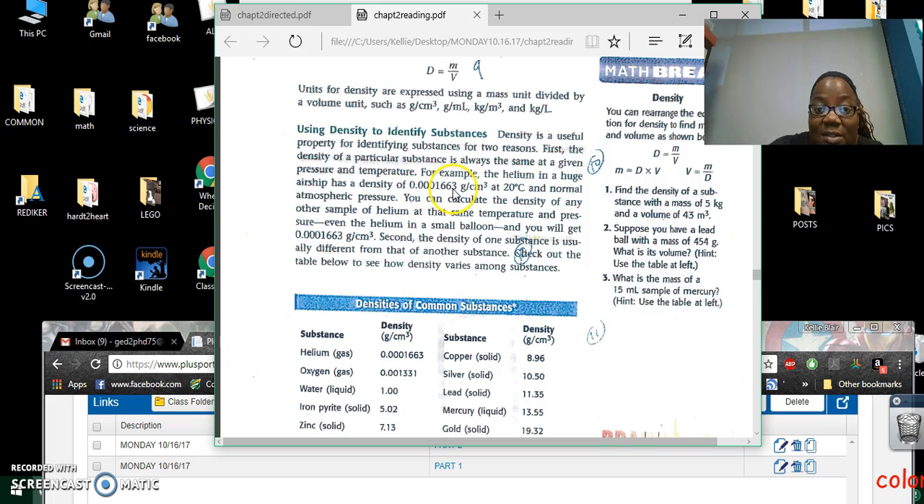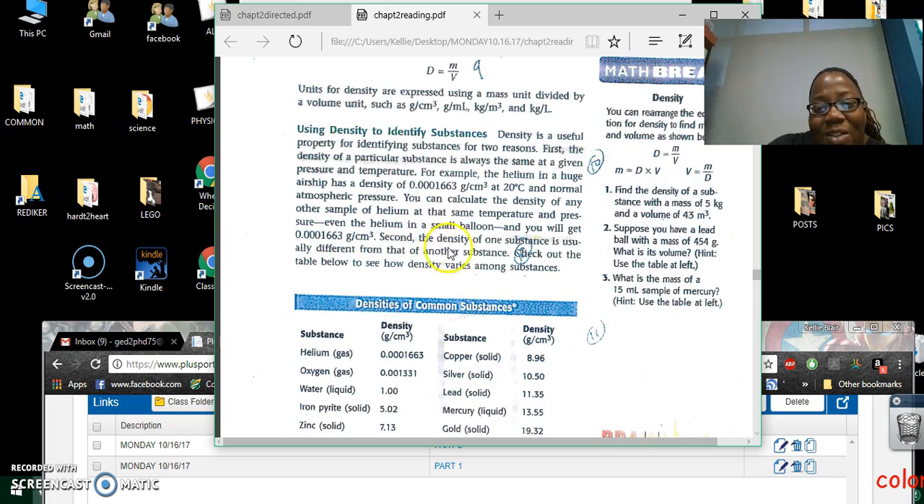For example, the helium in a huge airship has a density of 0.000163 grams per cubic centimeter at 20 degrees Celsius and normal atmospheric pressure. You can calculate the density of any other sample of helium at the same temperature and pressure, even the helium in a small balloon, and you will get the same decimal grams per cubic centimeter.